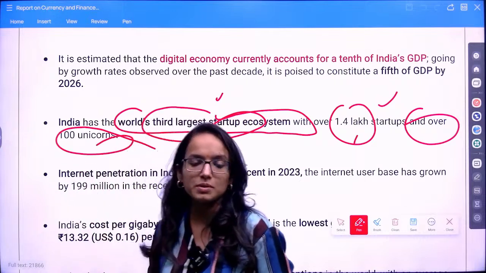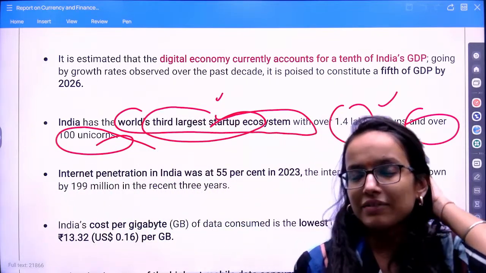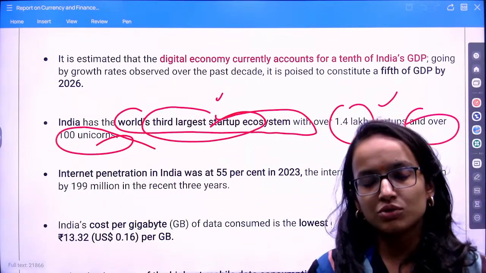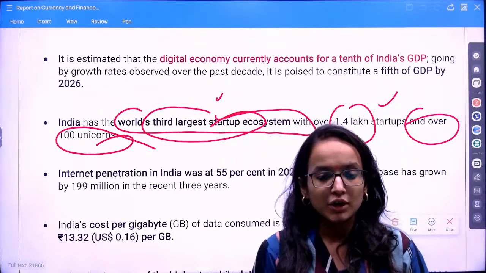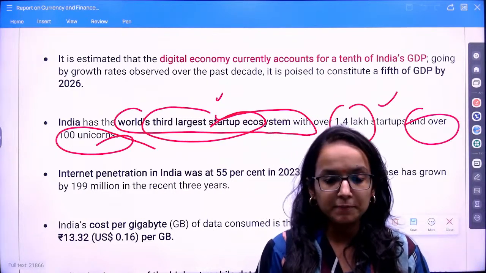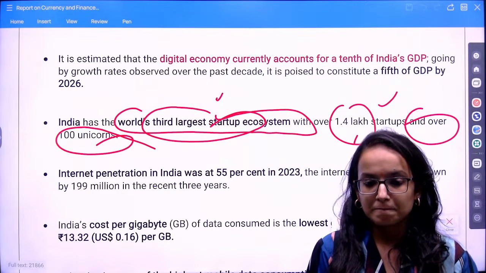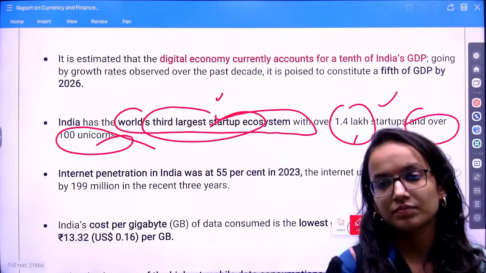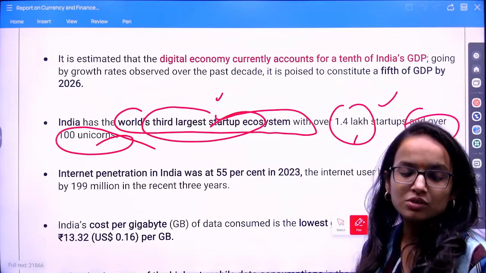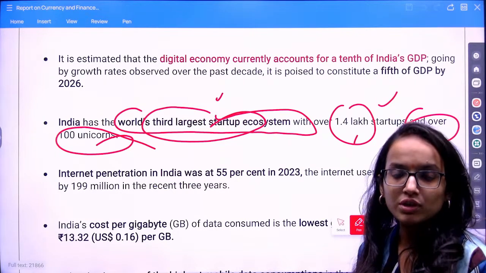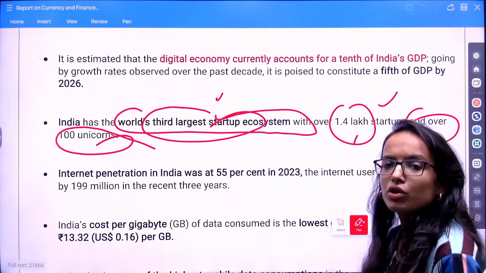Unicorns, tell me, which privately held startups are known as unicorns? What is the mark they should reach to be called a unicorn? Tell me quickly. Anyone? What is the mark for a startup to be qualified as a unicorn? How much value should it reach? I'm waiting for your answers.